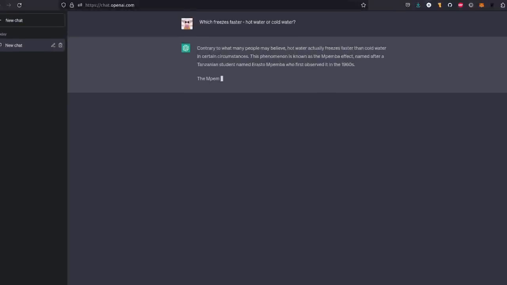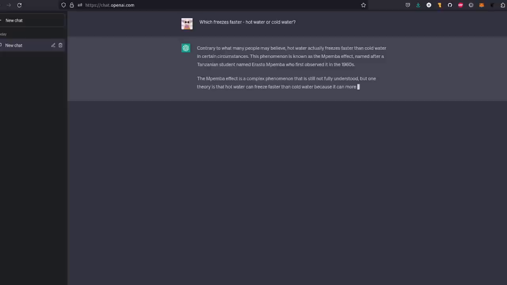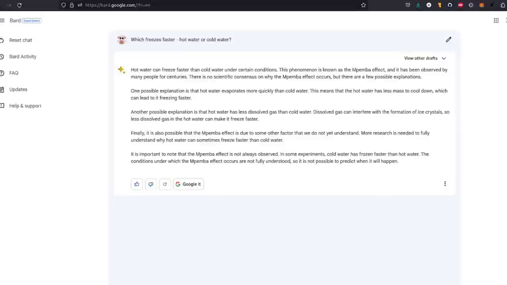Let's see what ChatGPT has to say about this. Here it says, contrary to what most people may believe, hot water actually freezes faster than cold water in certain circumstances. This phenomenon has a particular name, and it's named after a Tanzanian student. And it being ChatGPT, it is of course still generating. Let's have a look at Bard. Hot water can freeze faster than cold water under certain conditions. Again, it gives us the name, and it also provides some explanation there.